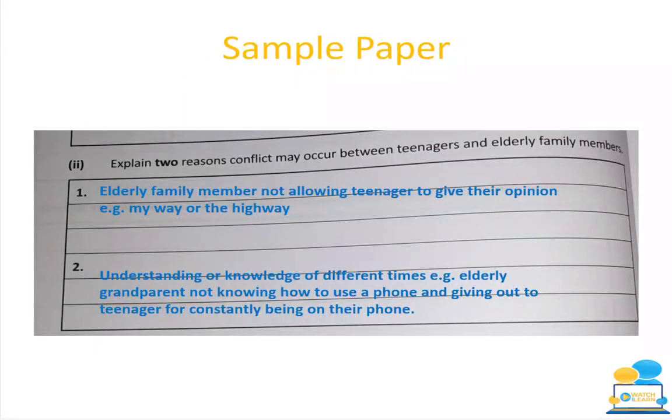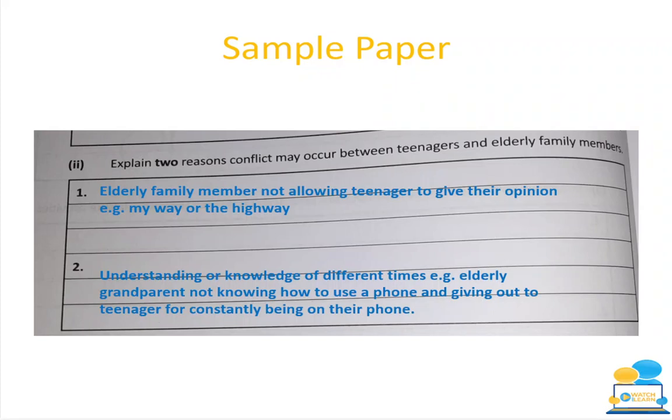Here is another sample paper. Explain 2 reasons conflict may occur between teenagers and elderly family members. So my first sample answer is elderly family member not allowing teenagers to give their opinion, e.g. my way or the highway. So for example, the grandparent is older, they think I know this and we're only doing it this way because this is how I've done it my whole life and you're not doing it another way. And then this can cause conflict, okay?